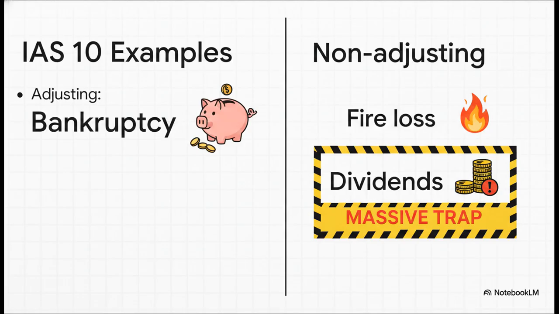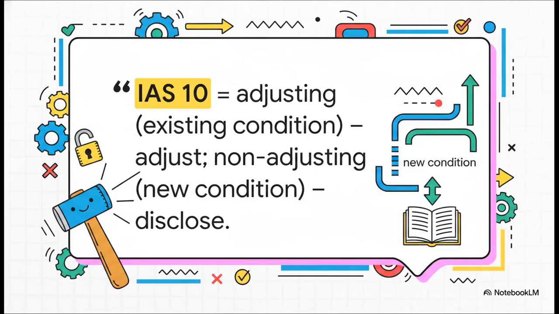And please pay very close attention to this last one. Dividends declared after year-end. This is a massive trap. It is non-adjusting. Do not recognize a liability for them at year-end. You only disclose them. Let's hammer home our third one-line summary to completely secure your understanding of the twilight zone. IAS 10 equals adjusting, which means it's an existing condition, so you adjust. Non-adjusting means it's a new condition, so you disclose. Keep it exactly that simple.